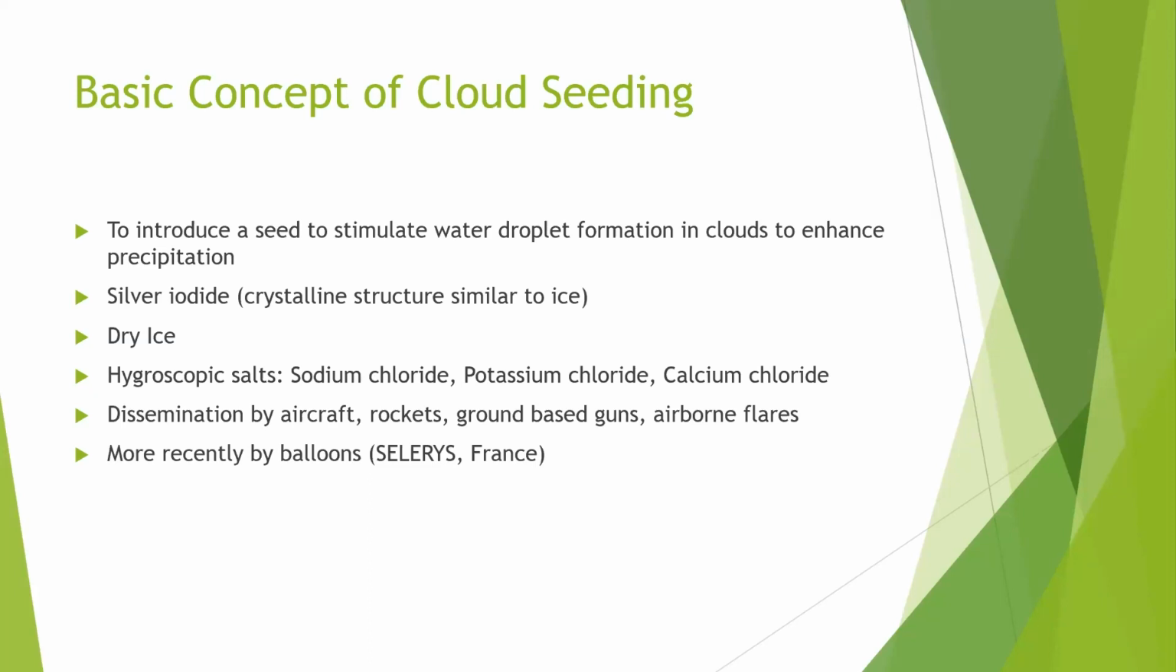And these can be disseminated into clouds in a number of ways. For example, the United Arab Emirates and others use aircraft. Some people have tried rockets. Some people use ground-based guns to shoot into clouds. And something that's become very popular is the use of flares, pyrotechnic flares that are airborne typically by aircraft.